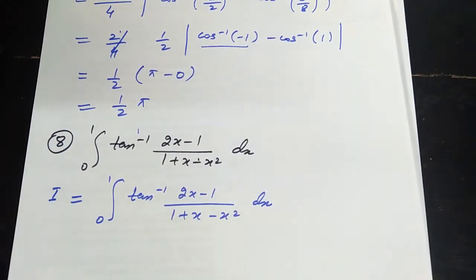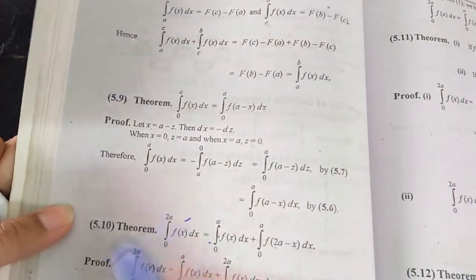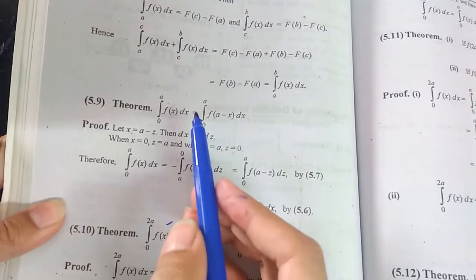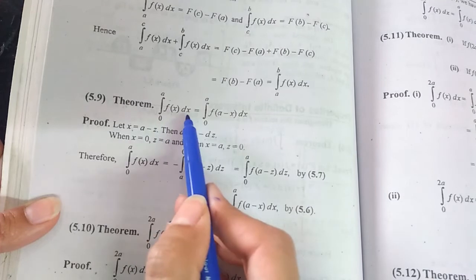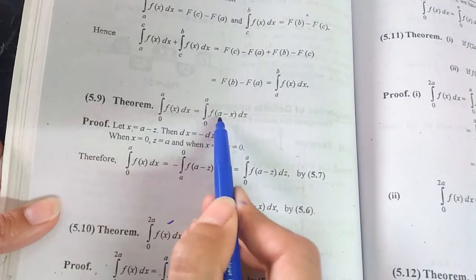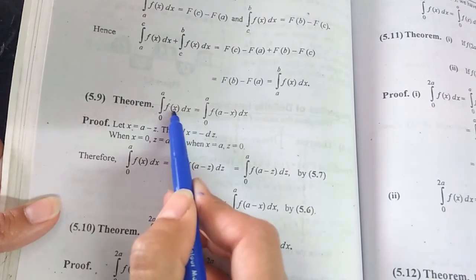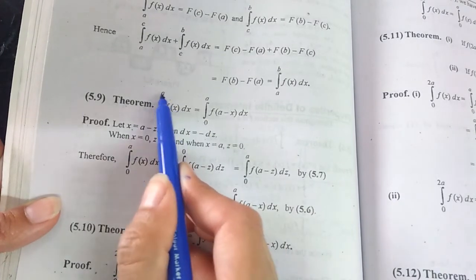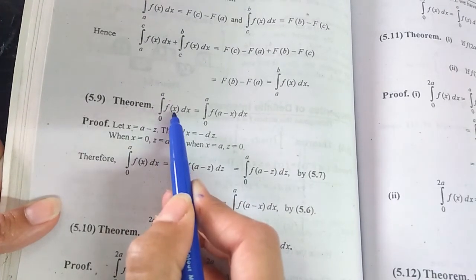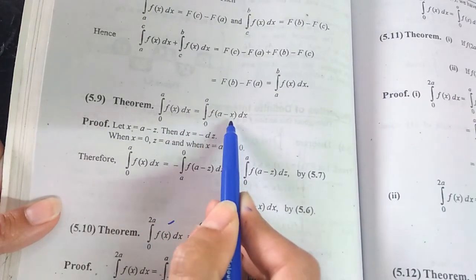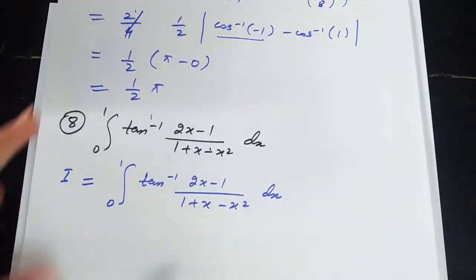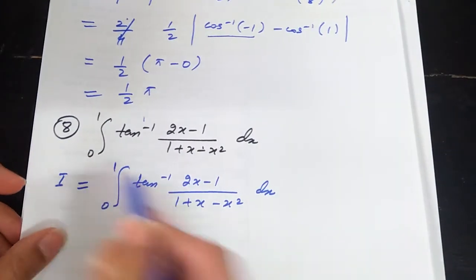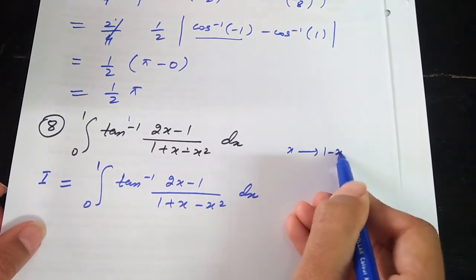You know that in your book you are given a theorem on page number 176, theorem 5.9. In that theorem it is written here, you can just break your function from 0 to a f of x dx as 0 to a f of a minus x. You can replace your function variable with limit minus that variable. Replace x with a minus x. So using that theorem here, my limit here is 1, so I can replace x with 1 minus x.